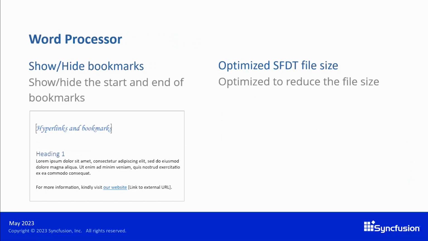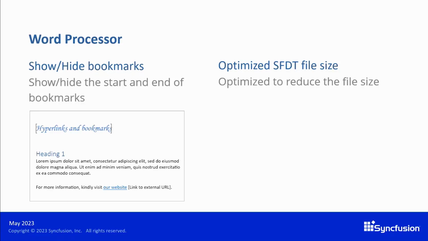And next, show or hide bookmarks. Previously, you wouldn't be able to see any visual representation of whether a bookmark is present in that particular page or not. Now we have provided an option to show or hide the bookmarks. It is usually represented within square brackets like that, if the option is chosen to show.